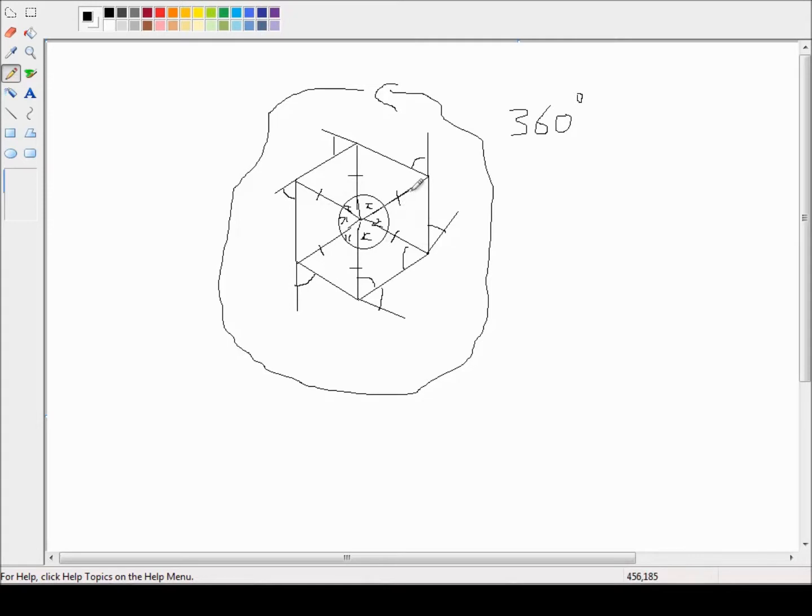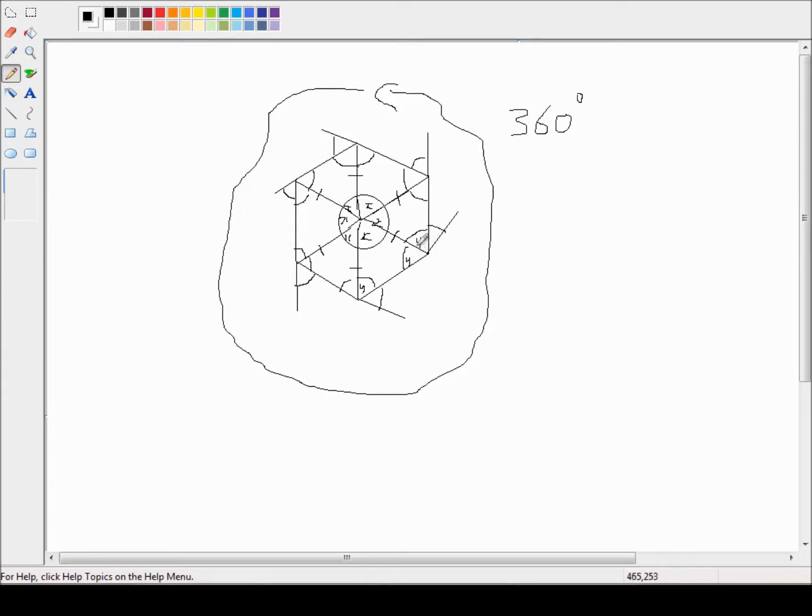So this angle must also be the same, and this angle must also be the same, and so on around the shape. So all these angles are the same. Let's call them y. So all these angles are y.